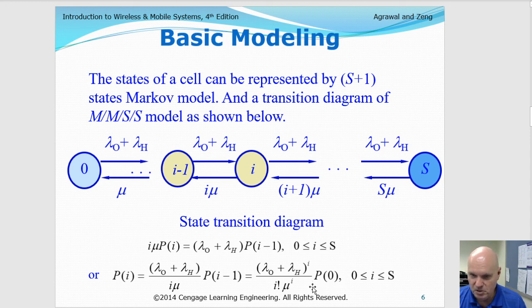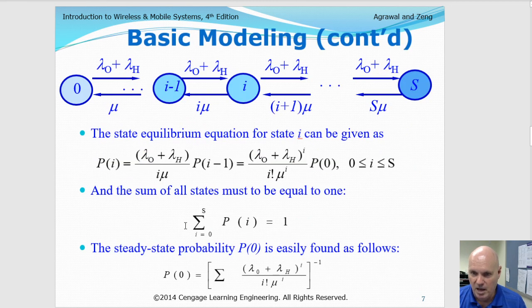We need to find P of 0 so that we can determine the P of I. The other equation that we have is that the sum of the P of I's has to equal 1. So we have to be in some state, either all lines available when I is equal to 0, or no lines available when I is equal to S. And so we have to be in one of those states, so the sum of P of I has to equal 1.